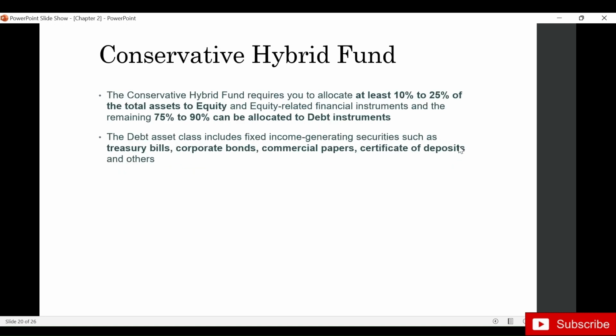So the first subcategory of hybrid fund is conservative hybrid fund. As it is clear from the name, this category is suitable for conservative investors because here only 10 to 25% of the investment is in equity, that is in the stocks, and the remaining 75 to 90% investment is in debt instruments, which are considered to be much safer than equity. So the debt asset class here includes fixed income generating securities such as treasury bills, corporate bonds, commercial papers, and certificates of deposits.